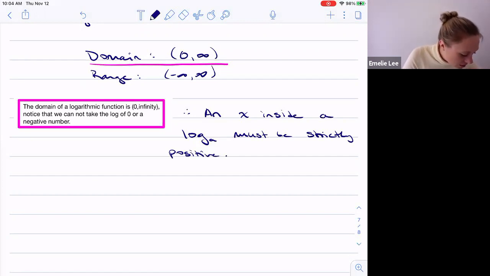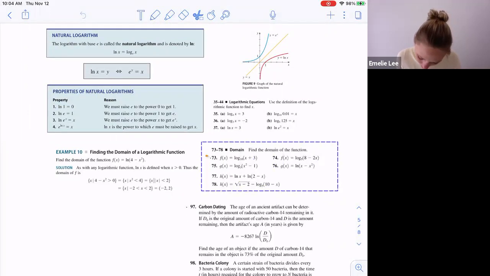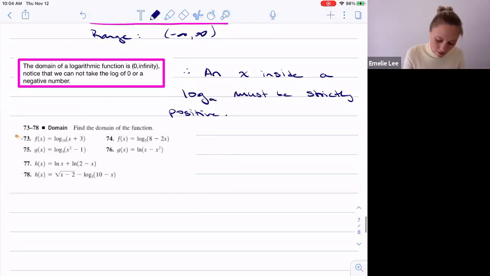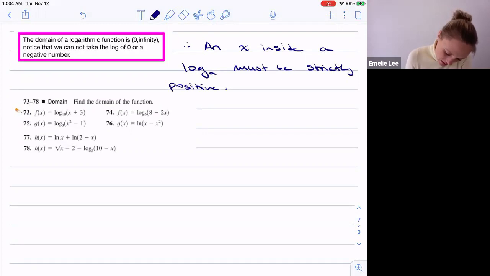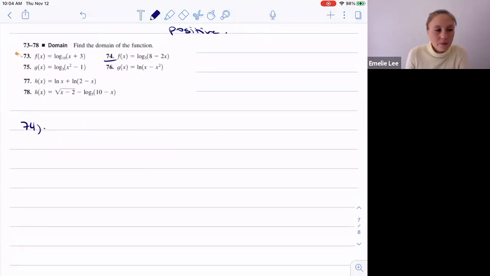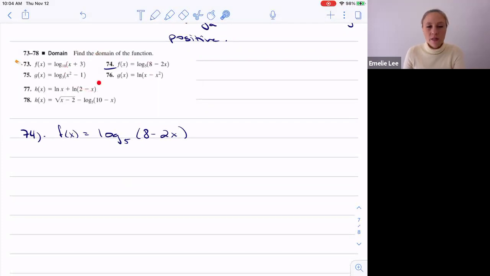So on the next page, there are a couple of examples. We'll just do 1 or 2 here. First things first, let's do 74. We've got f of x is the log base 5 of 8 minus 2x. And remember, all the problems that are in the notes, I've posted the solutions already, so I encourage you to go through more of these on your own and make sure that you're on the right track.